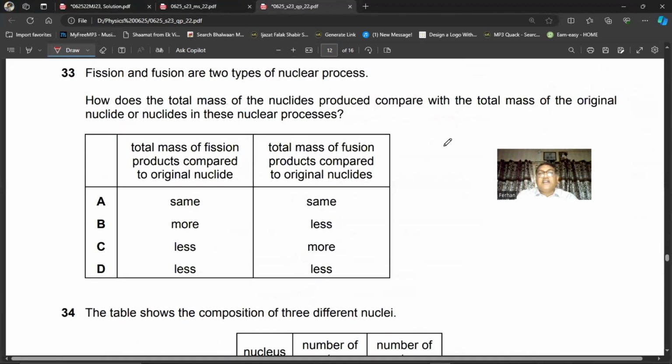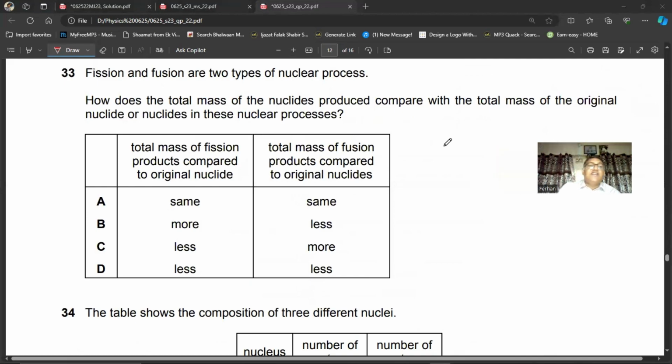So now we have question number 33. In the question number 33, he says, fission and fusion are two types of nuclear process. How does the total mass of the nuclides produced compare with the total mass of the original nuclide or nuclides in these nuclear processes? Total mass of fission product compared to the original nuclide, it should be smaller. The mass reduces, that mass converts into energy actually.